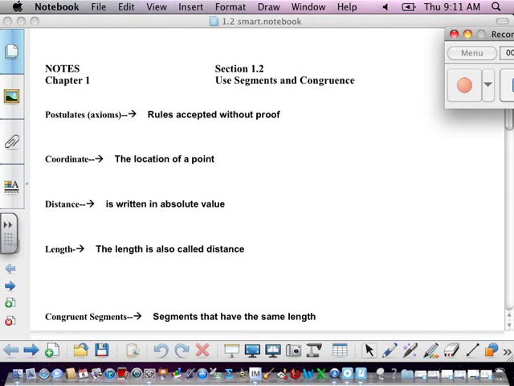Distance is written in absolute value. So if I want to know the distance between 2 points, and one is at -2 and one is at +4, I want to know the distance as if you were to count. So it's in absolute value, we call that. Length is also called distance. Length between 2 points. And congruent segments are segments that have the same length.